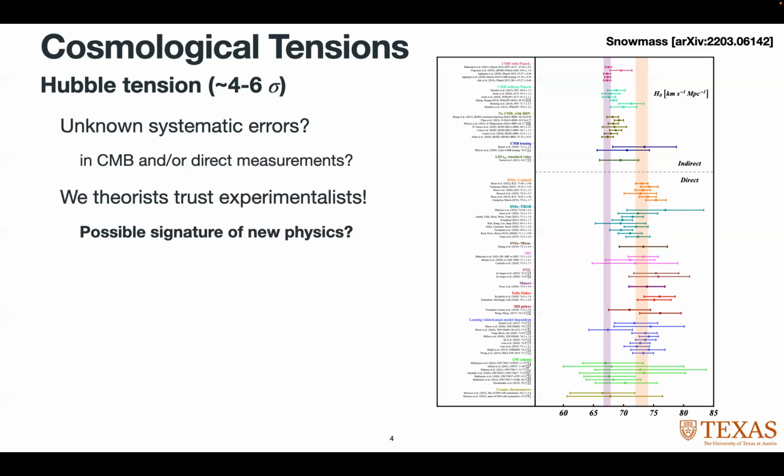And of course, there could be some unknown systematic errors, such as in the CMB measurement or direct measurement. But as theorists, we trust experimentalists because they know what they are doing. So this could be a possible signature of new physics. So today, I want to explain this. I want to try to solve this tension with dark sector physics.